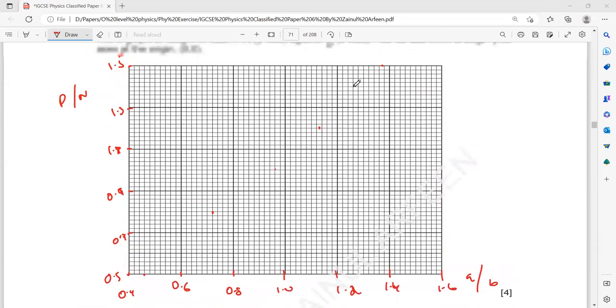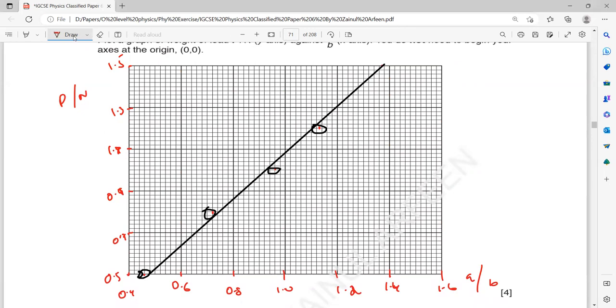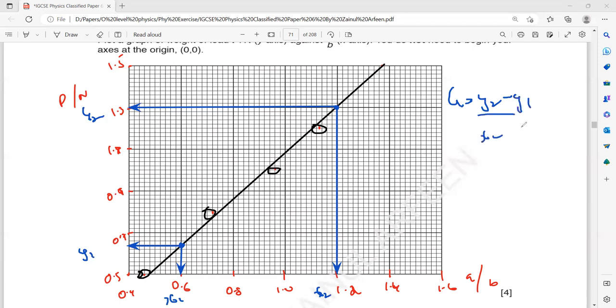Then determine the gradient. To determine the gradient, you have to show this on your graph. Take any two points. So first point on x-axis, x1, y1, x2, y2. So the gradient is y2 minus y1 over x2 minus x1. You have to show this on your graph.